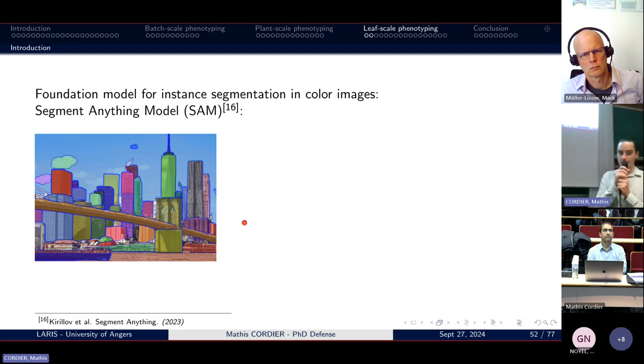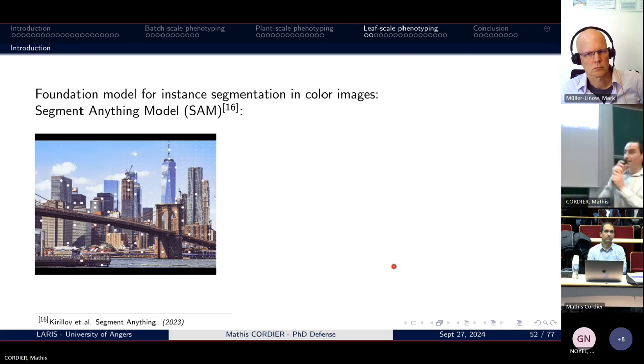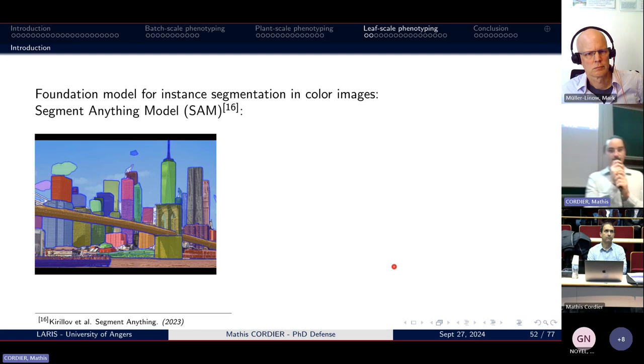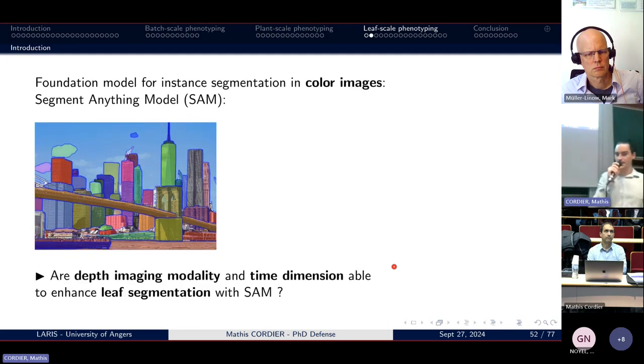In particular, we focused on the recent model from Meta AI, introduced in 2023, which is the Segment Anything Model. The goal of this model is to segment everything that is considered as an object in the scene. And this model is trained on color images. And we ask here the question of whether our depth imaging modality and time dimension are able to enhance leaf segmentation with it.